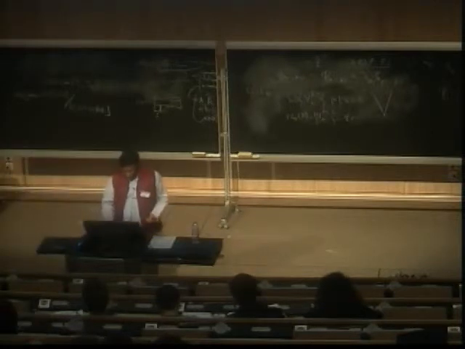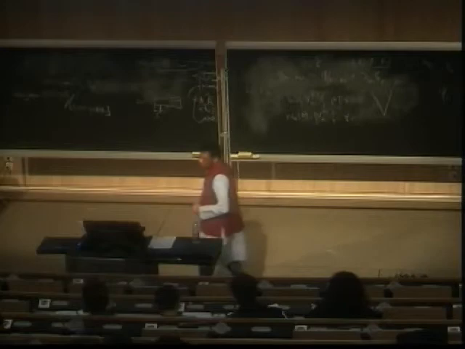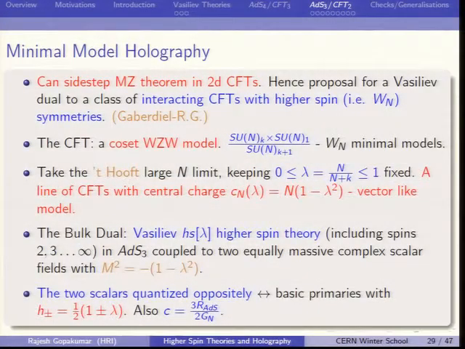So you can again quantize these 2 scalars in opposite ways, and they correspond to primaries by using the AdS/CFT dictionary. If you translate this mass to the dimensions on the boundary, you find primaries which have this value, half into 1 plus minus lambda, and we'll see that those are indeed present here.